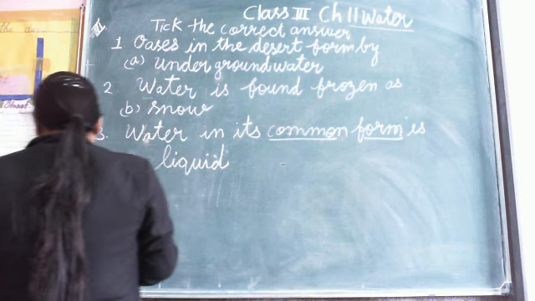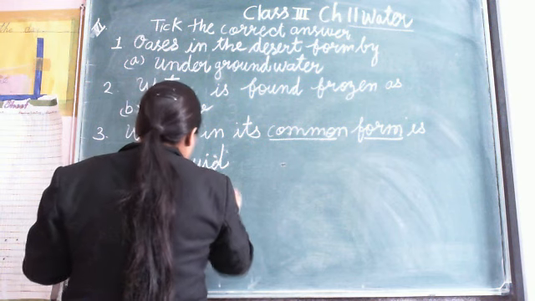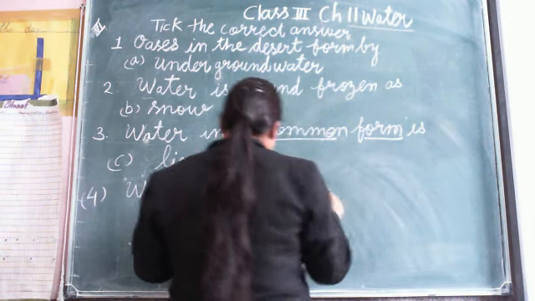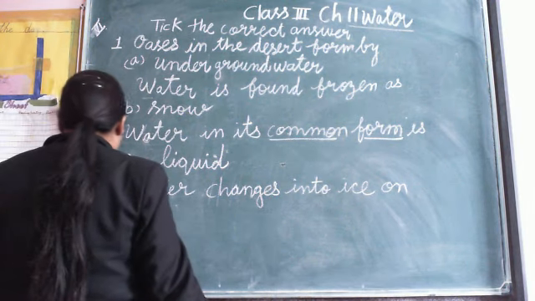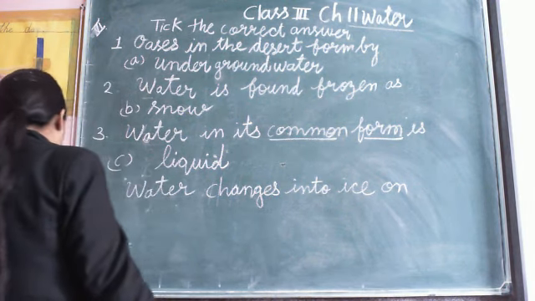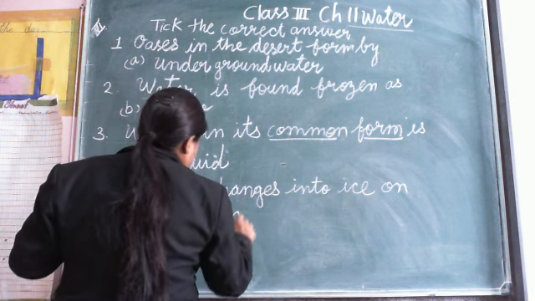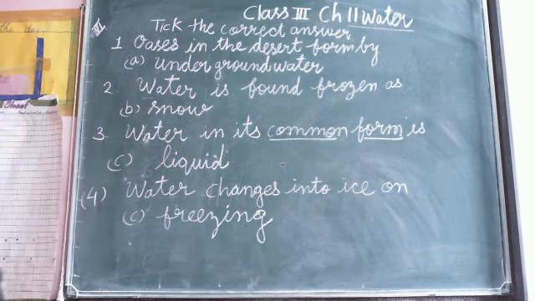Let's see number 4. Water changes into ice on heating, cooling, freezing and melting. Water changes into ice. So number C is the right answer. Freezing. Freezing means jamna. Water changes into ice on freezing. When the water freezes, it becomes solid, so its form changes. So water changes into ice on freezing.